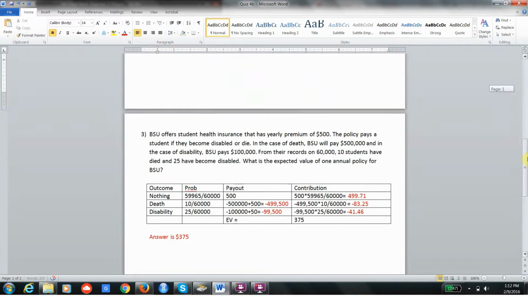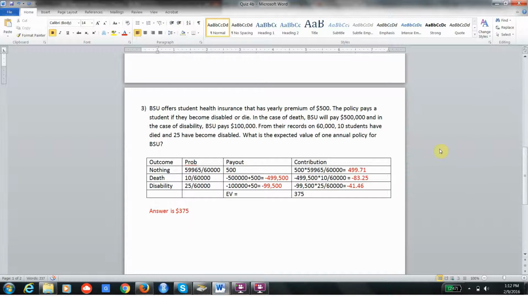Okay, on to problem 3. So here we're given some information about a health insurance policy. And it says that if they become disabled or die, they'll pay $500,000 in the case of death and $100,000 in the case of disability. And then we're told from the records of 60,000 students, 10 students have died, 25 have become disabled. What's the expected value of one annual policy for BSU?